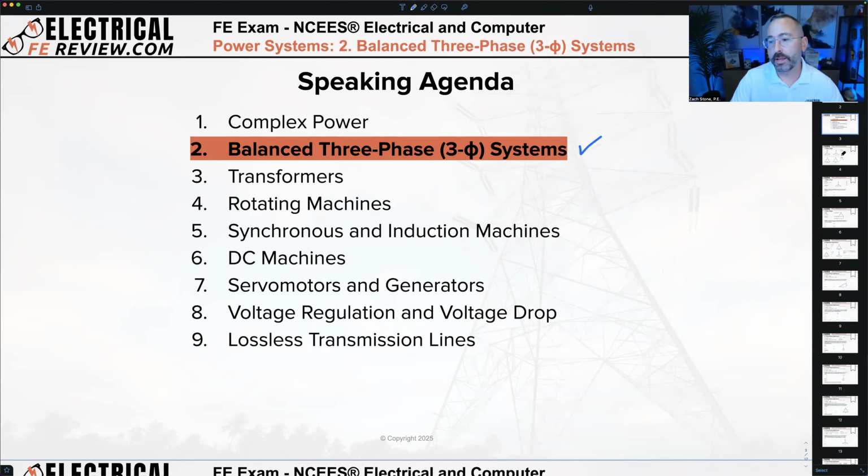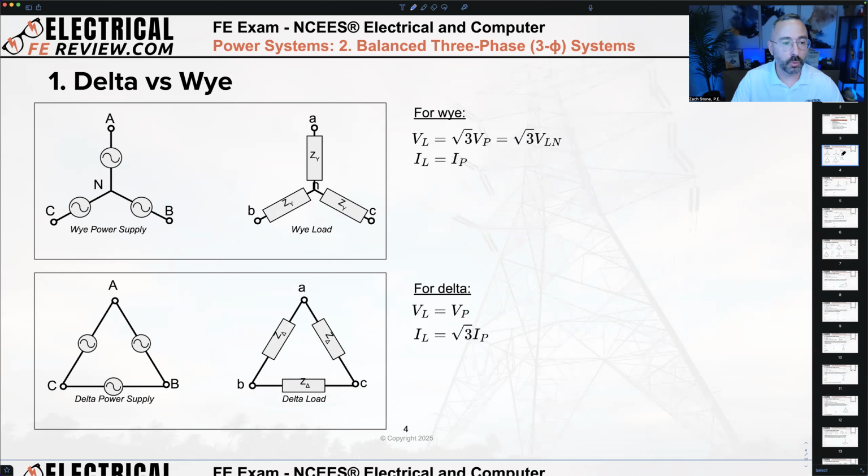All right, everybody ready? We're going to start with just a brief overview of the delta versus Y connection. I'm going to point out some things to always be aware of. Then on the next slide, we'll start working with examples and we'll use our calculator to see if we can come up with the right values. So first on top, we've got Y connections. On the left, we've got a Y power supply. On the right, we've got a Y load.